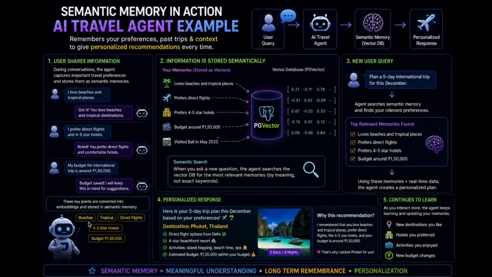What it stores is beaches, tropical, direct flight, 4 to 5 star hotels, and the budget. These all convert into embeddings and get stored. These hold the information the user passes. It goes through PG vector and is stored like this.